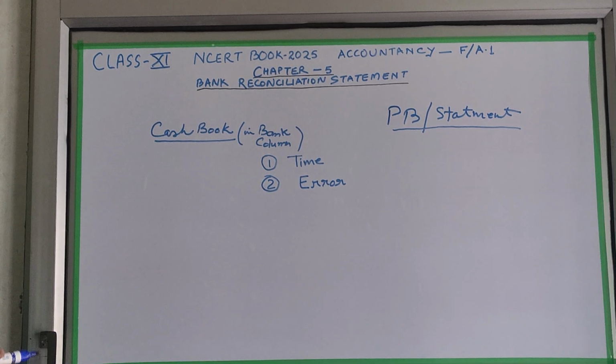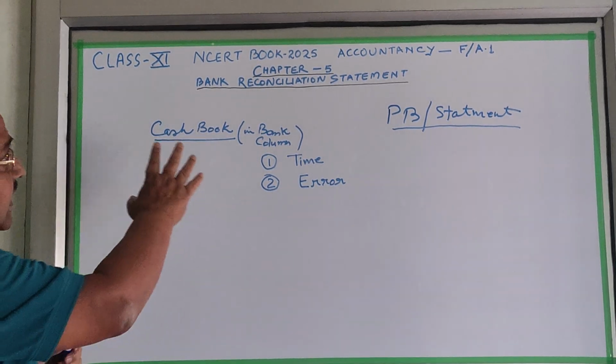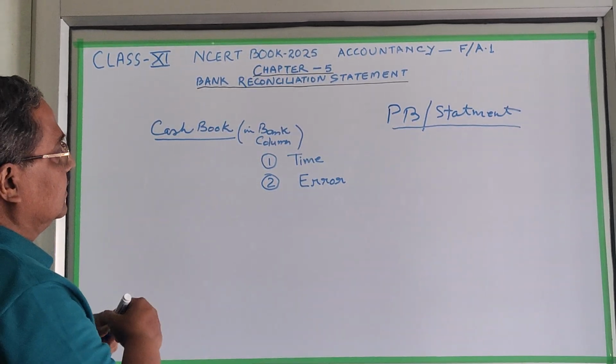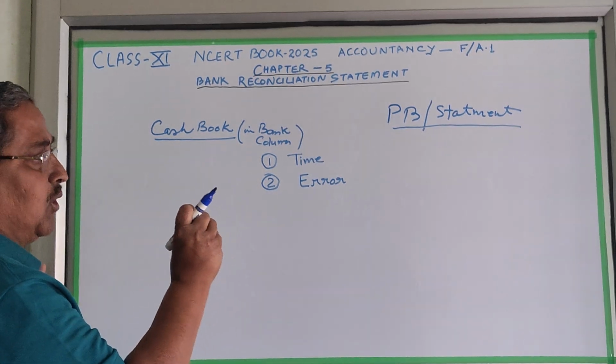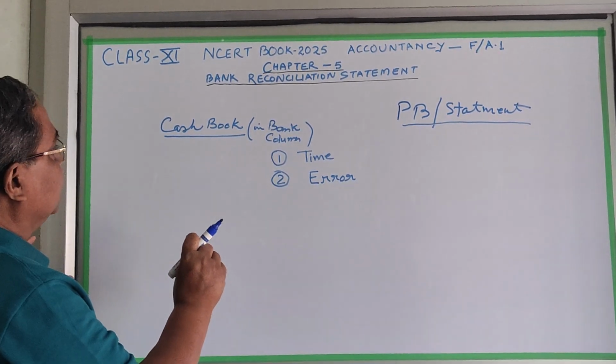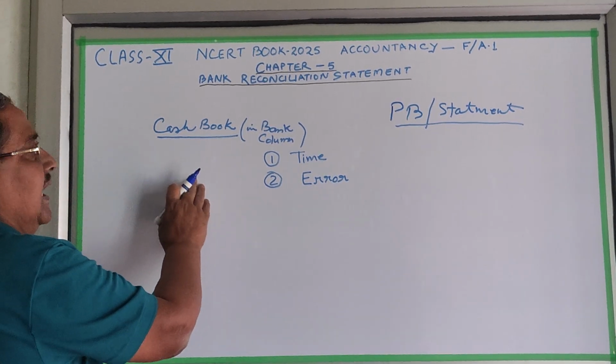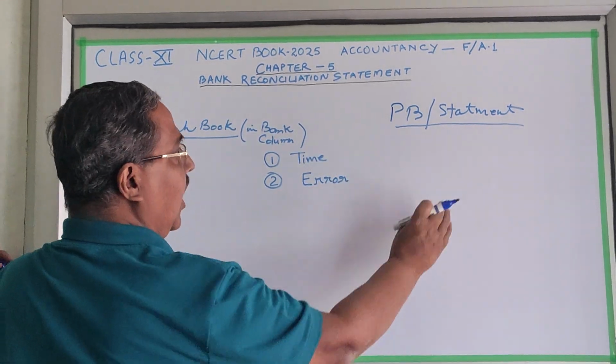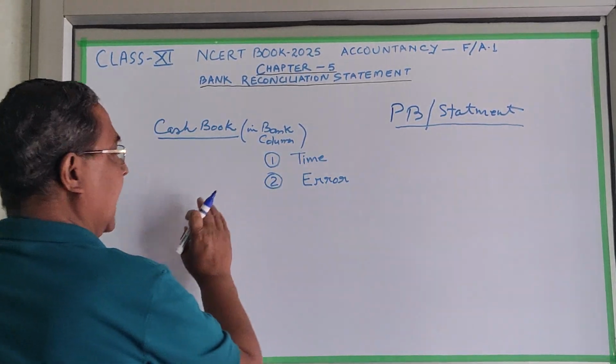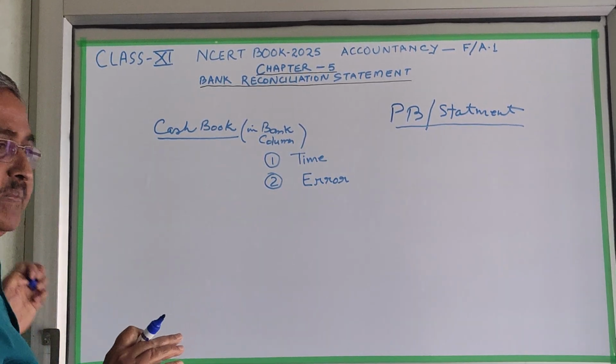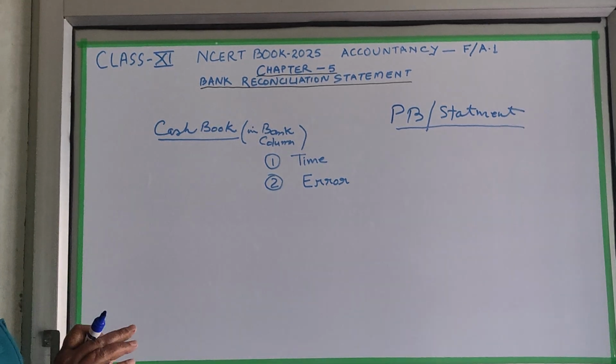It is a statement, not an account. In this statement, we will jot down all the possible errors and try to reconcile the cash book balance with the passbook or the passbook balance with the cash book, and thereafter we pass the correction entries.